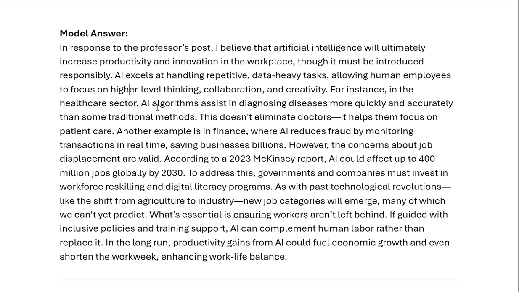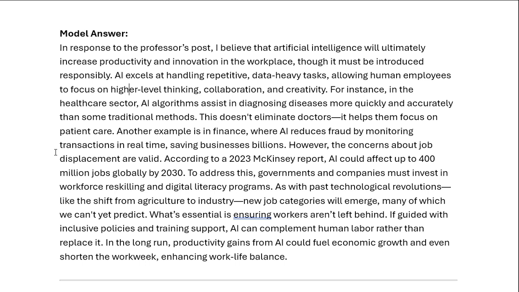Another example is in finance, where AI reduces fraud by monitoring transactions in real time, saving businesses billions. However, the concerns about job displacement are valid. According to a 2023 McKinsey report, AI could affect up to 400 million jobs globally by 2030. To address this, governments and companies must invest in workforce reskilling and digital literacy programs.